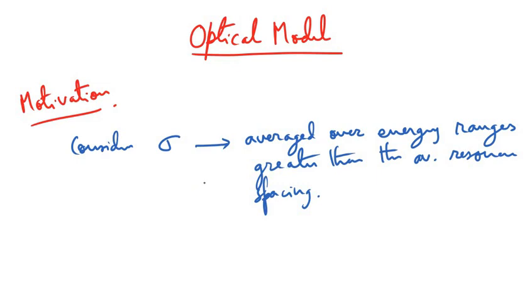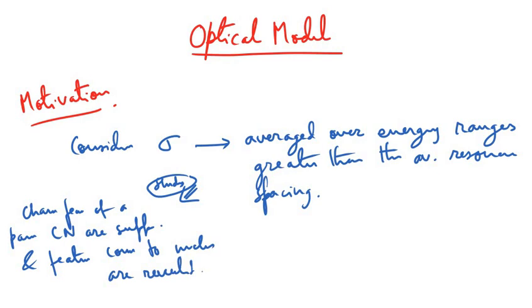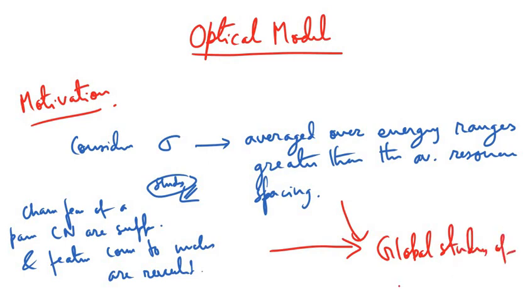Now it is observed that if we do this, then at such energies, basically we observe that the characteristic features of a particular compound nucleus are suppressed, and features common to all nuclei are revealed. So this means that this type of study, that is, cross section averaged over energy ranges which are greater than average resonance spacing, basically gives me a global study of nuclei, right?